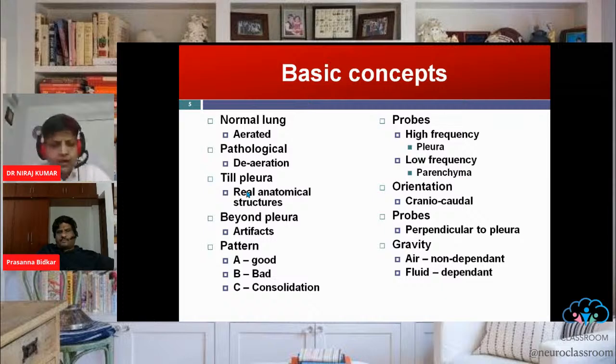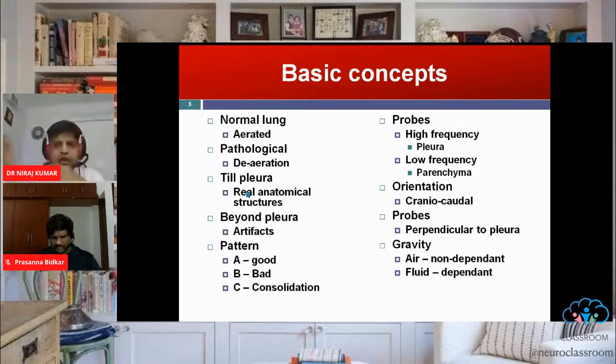You must have seen that various kinds of patterns have been described in the literature regarding ultrasound. To make things simple, there is A pattern, there is B pattern, and also a C pattern coming nowadays. Just for the sake of simplicity, A denotes good condition, B denotes bad condition, and C denotes consolidation. In this way, things will be simpler. If you are getting A lines or A pattern, that means the condition of the lung is good. If you start getting B lines, that means the pathology of the lung is starting.